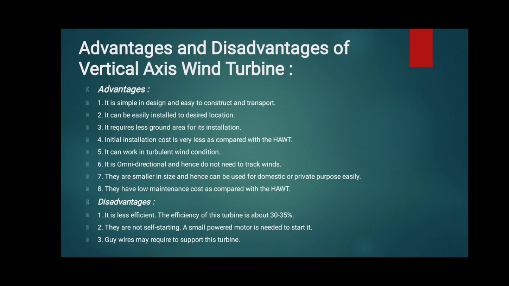Let's see the disadvantages of vertical axis wind turbine. First, it is less efficient. The efficiency of the turbine is about 30 to 35%. They are not self-starting. A small powered motor is needed to start it. Guy wires may be required to support this turbine.